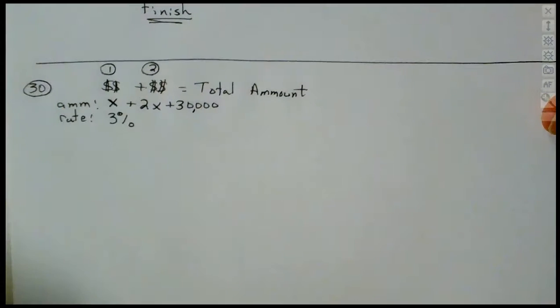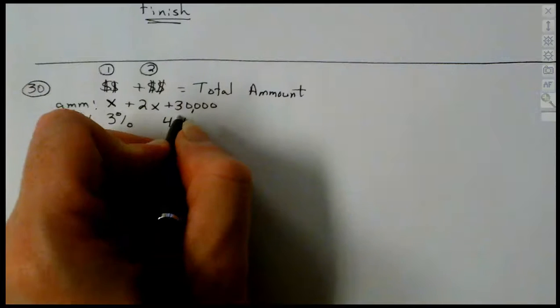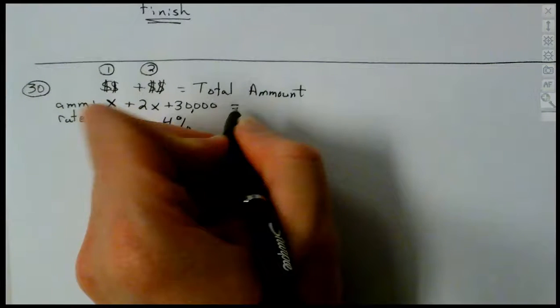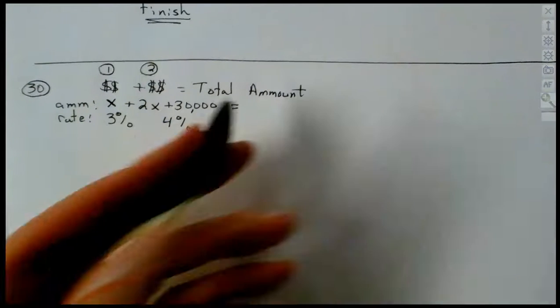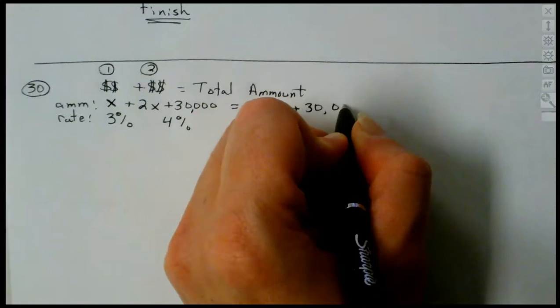Okay, and what percentage is that? Well, that is going to be a 4% account. And we always add these across. So when we add these across, we get 3x plus our 30,000.